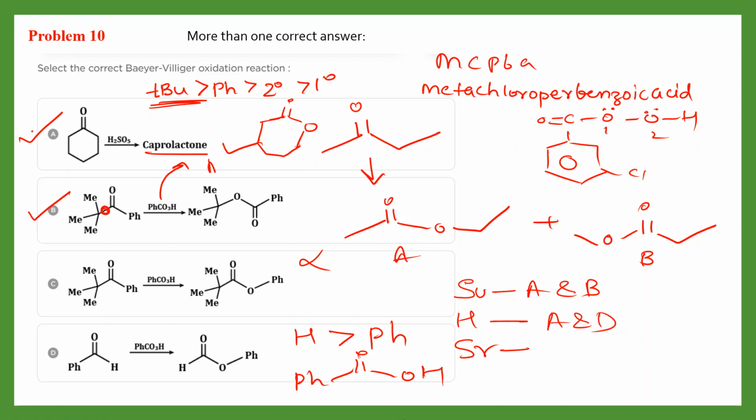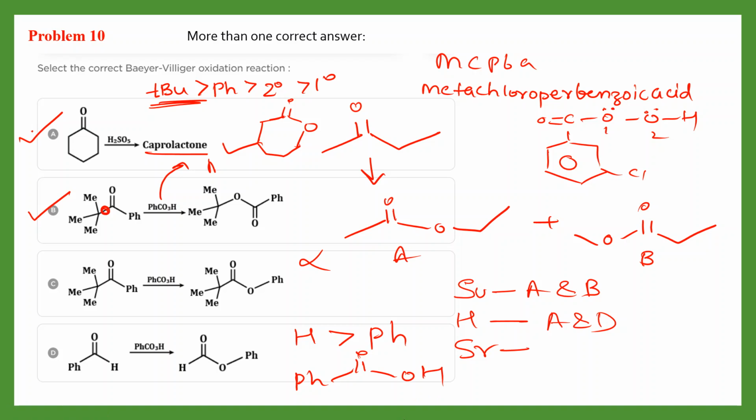Ma'am, when we talk about benzene, it will stabilize through resonance effect, and tertiary butyl will stabilize the transition state by inductive effect. And we know that resonance effect is stronger than inductive effect. Then why is tertiary butyl more migratory in this reaction?